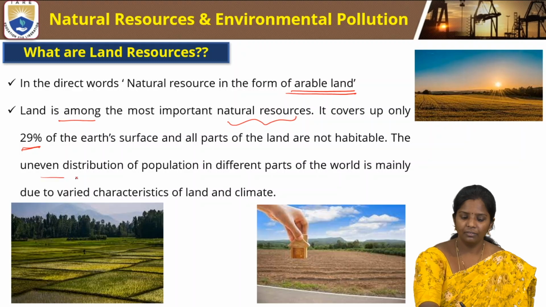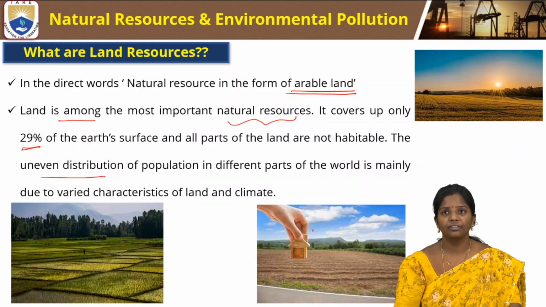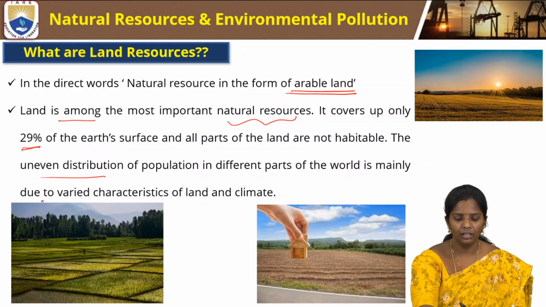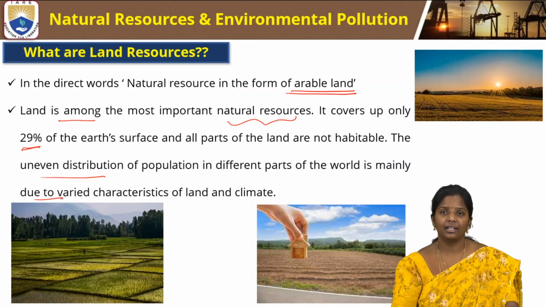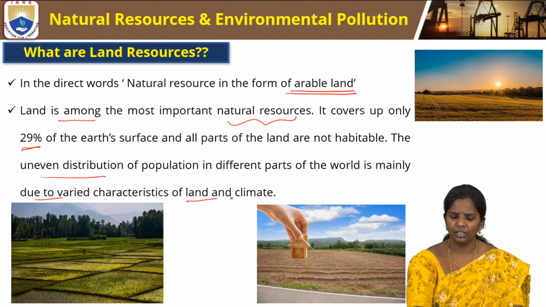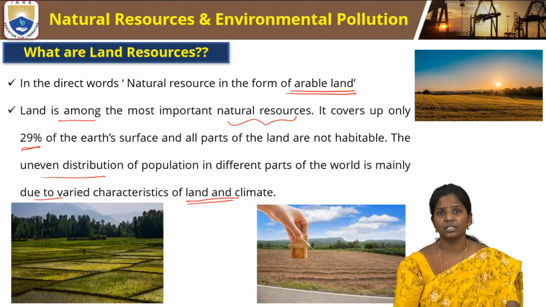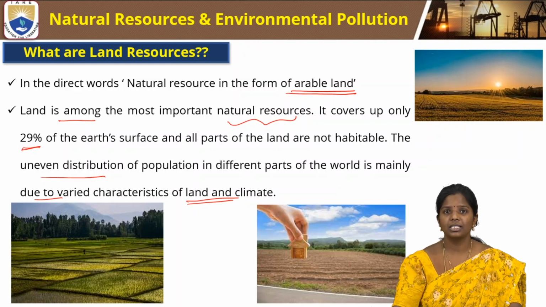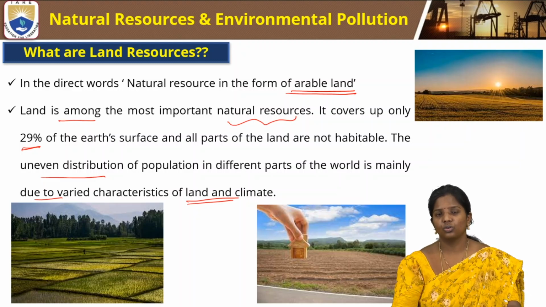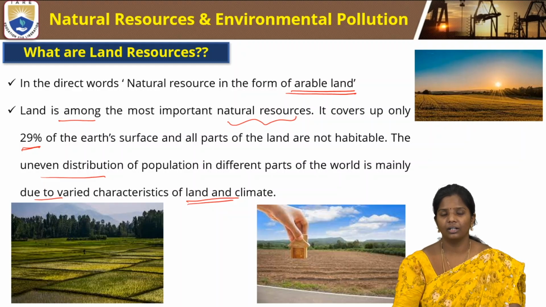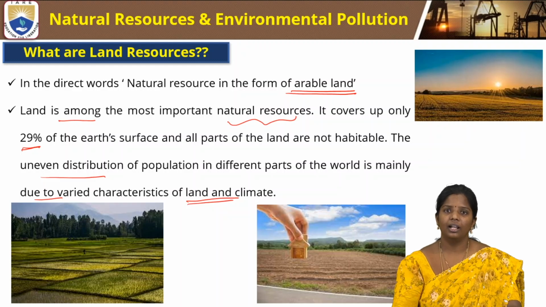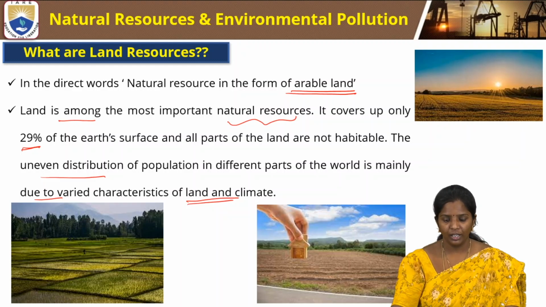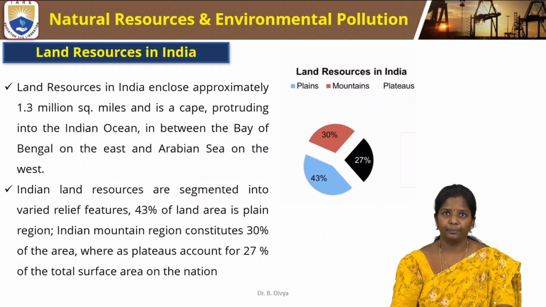The uneven distribution of population in different parts of the world is mainly due to varied characteristics of land and climate. So there are different types of land that are present. For example, if we take soils, there is red soil, black soil, granular soil and so on. Depending on our habitat, we have to select the land that is present, depending on the climate and the land.